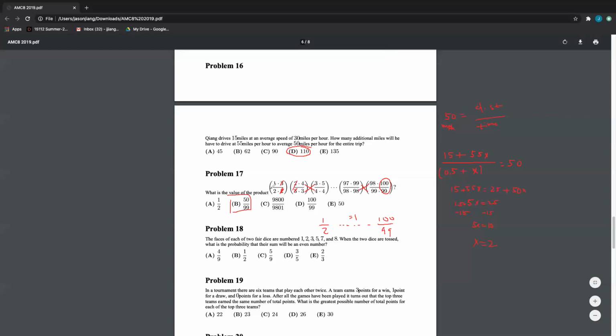Problem 18. We have the faces of 2 fair dice, which are numbered 1, 2, 3, 5, 7, 8. When the 2 dice are tossed, we want the probability that their sum is even. So we'll need to get an even number, we'll either need 2 even numbers or 2 odd numbers. So we can see that there are 4 odd numbers, 1, 3, 5, 7, and 2 evens, 2 and 8. That gives us a 2/3 chance of rolling an odd number, and to roll a second odd number, we multiply by 2/3 again.